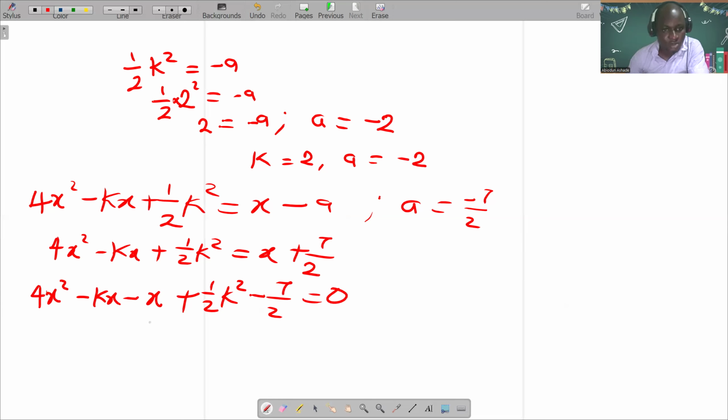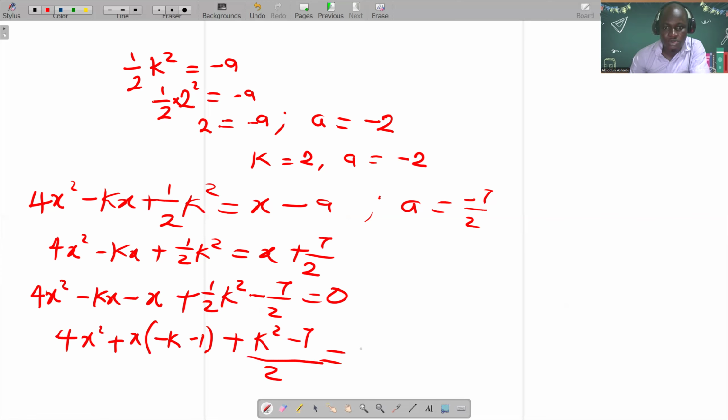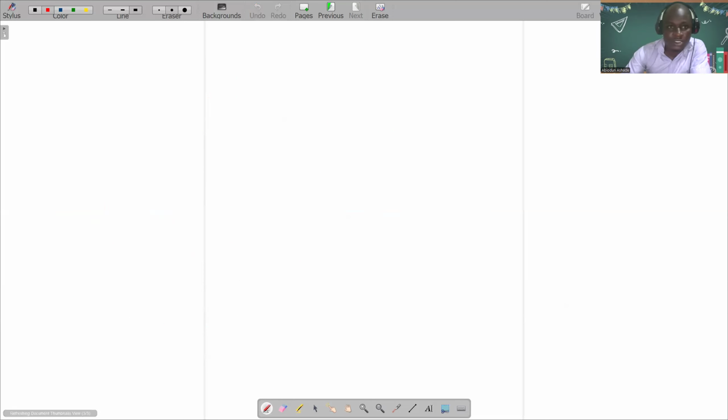Now let's factorize to make it look like a proper quadratic equation. We have 4x squared plus x into brackets, what's common there? We have minus k minus 1, plus, if I factorize this further, k squared minus 7 all divided by 2 equals 0. From that, we will be able to get our a, b, and c. The coefficient of x squared is our a, that means a is 4. The coefficient of x is our b, that means minus k minus 1. And the constant term, k squared minus 7 divided by 2, is our c. So a equals 4, b equals minus k minus 1, and c equals k squared minus 7 divided by 2.